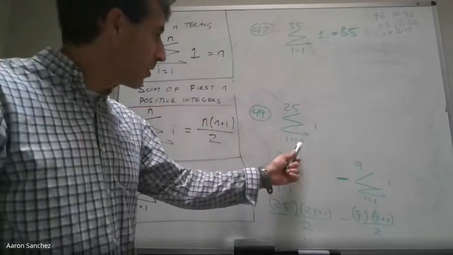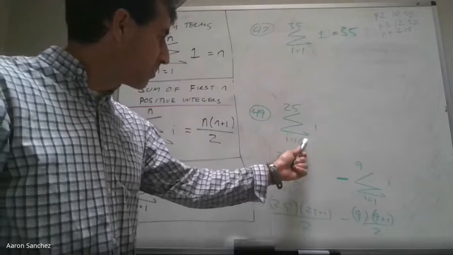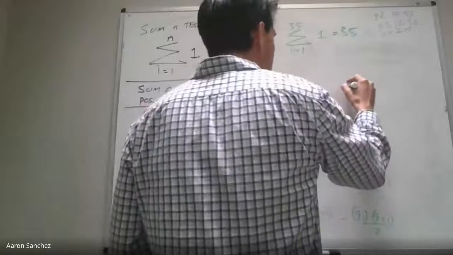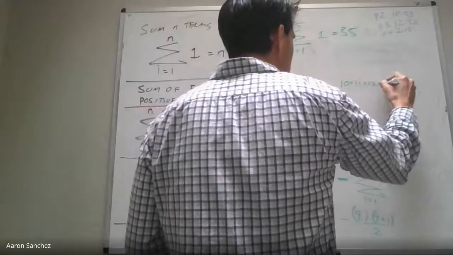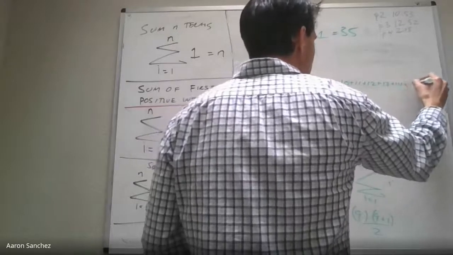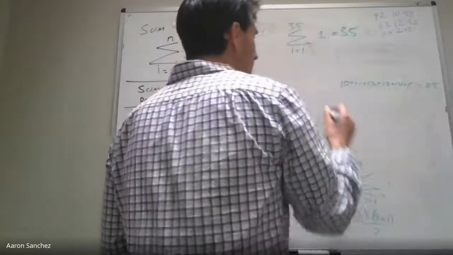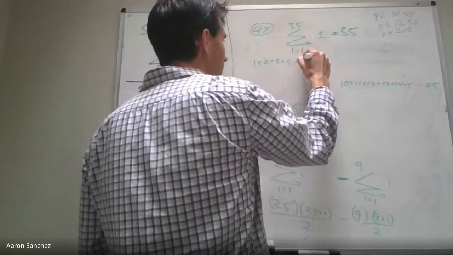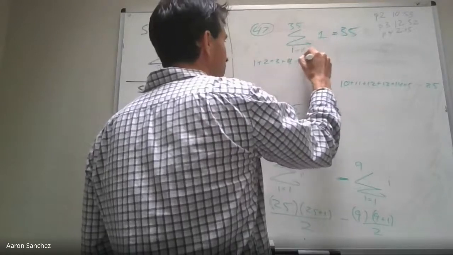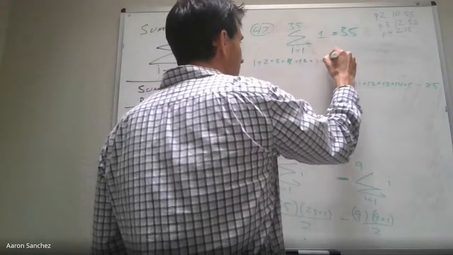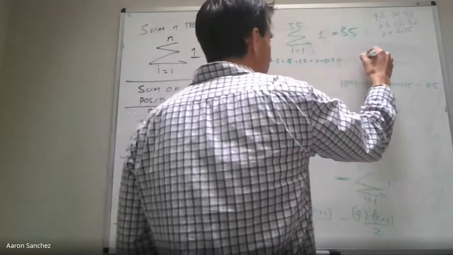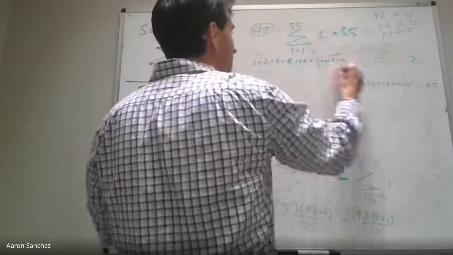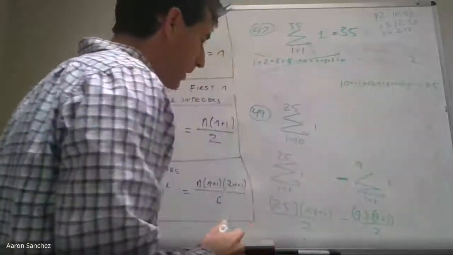I want to know the 10th term. So 10 plus 11 plus 12 plus 13 plus 14. Basically what I'm doing here is I want to go, hey, what's 10 plus 11 plus 12 plus 13 plus 14, all the way to 25. But I can do 1 plus 2 plus 3 plus 4 plus 5 plus 6 plus 7 plus 8 plus 9 plus 10 all the way up to 25. So I figure out this, but I take away this, and then I can get that.